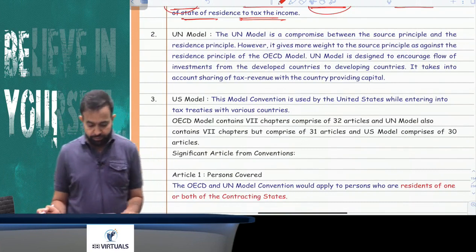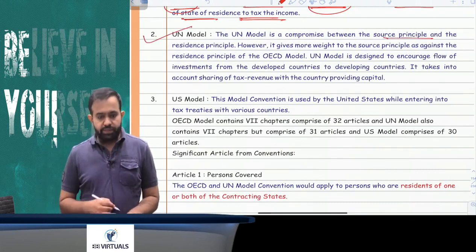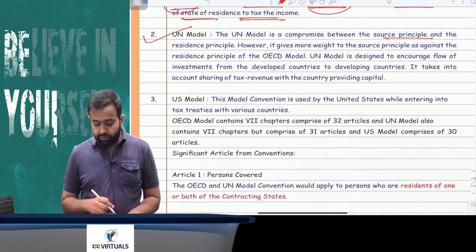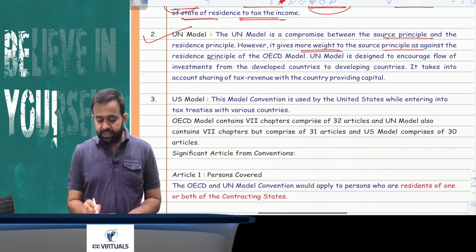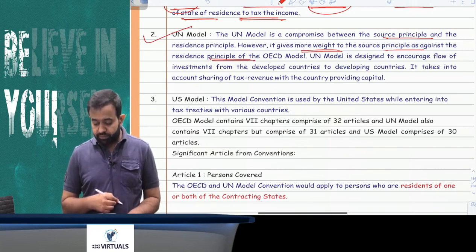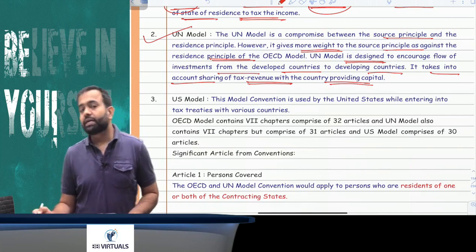Now next part, the UN model. The UN model is a compromise between the source principle and the residence principle. However, it gives more weight to the source principle as against the residence principle of the OECD model. The UN model is designed to encourage the flow of investment from developed countries to developing countries. It takes into account sharing of tax revenue with the country providing the capital.